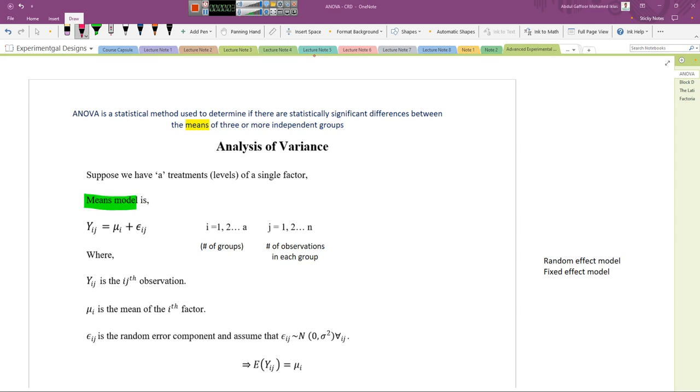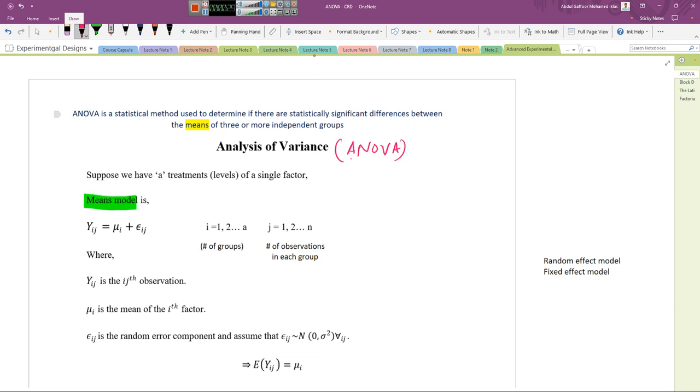In this video we will be discussing advanced experimental designs. I will create a playlist explaining the lecture notes line by line. Now we will start with analysis of variance, which is ANOVA, that we are already familiar with, right? So this is ANOVA. First we have to understand what ANOVA is.